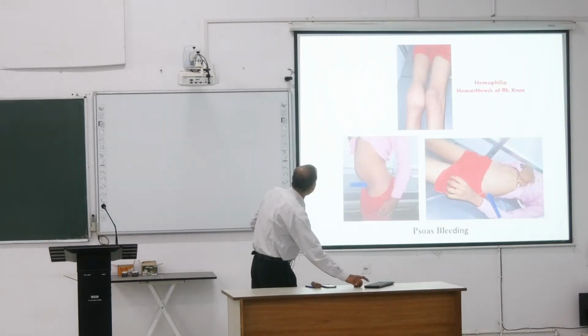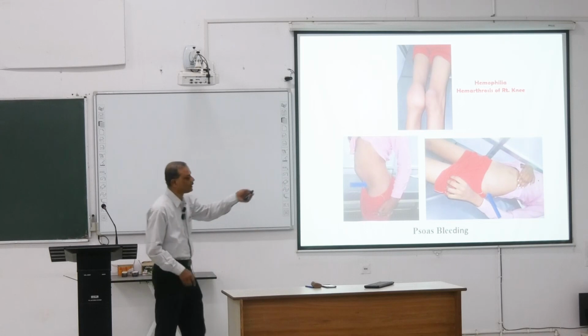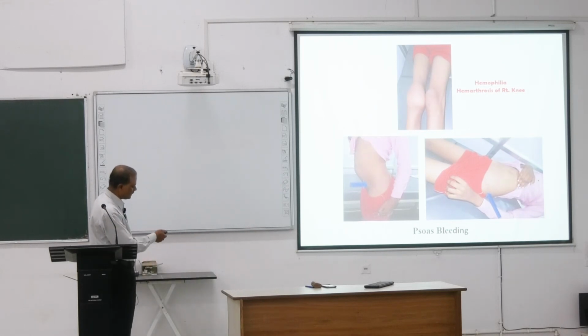So, this is another picture of this same patient. Can you see the picture? This is a real picture which I have taken from our hospital. And in the right knee again there is a hemarthrosis, a big hemarthrosis. The knee joint is supposed to be exposed to injury, and the most difficult problem is the psoas bleeding.